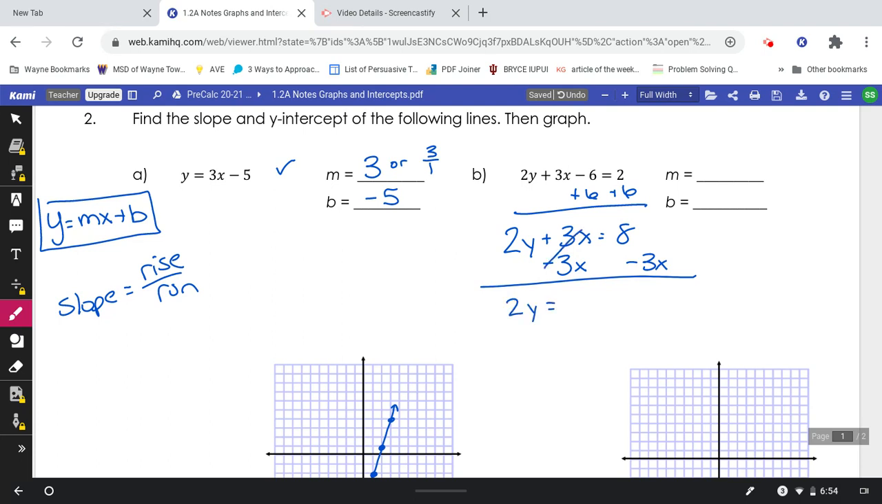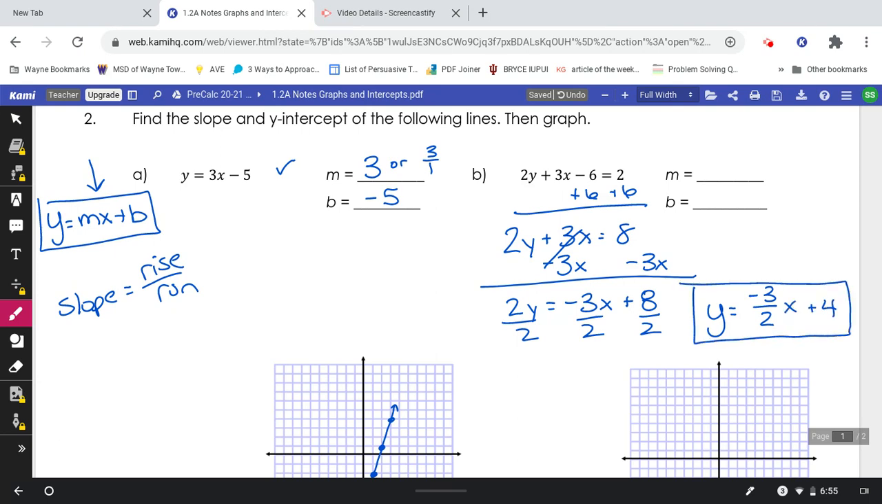2y equals, and because the x is first in the y equals mx plus b formula, I'm going to go ahead and write my -3x first and follow it up with the 8. Divide everything by 2. And I get y equals -3 halves x plus 4. Now it's in slope-intercept form, and now I can find the slope and the intercept and graph. So my slope is -3 over 2. Notice it's a -3, but it is still a positive 2. And then my y-intercept is 4.